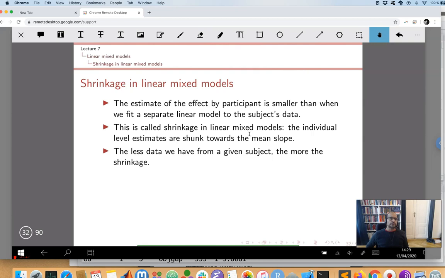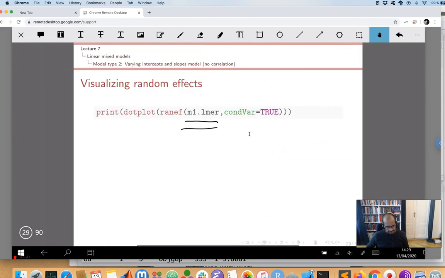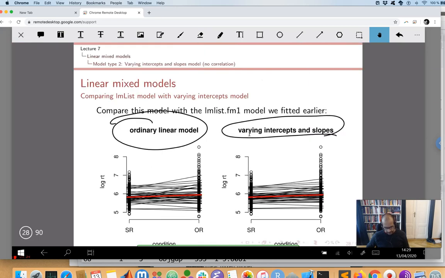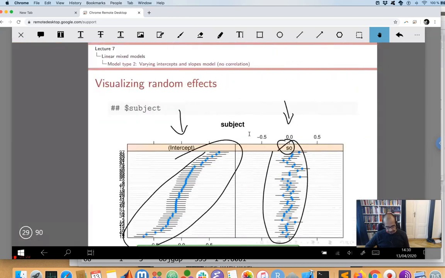So one important thing that I showed you earlier was the relative clause effect variability in the linear mixed model. This is the lmer model that I'm showing you here, and this is the lmList model, right? The big difference you should notice graphically is that there is a lot less variability in the slopes in the linear mixed model compared to the lmList model. Why is that? The reason is a phenomenon called shrinkage, which I will now explain.